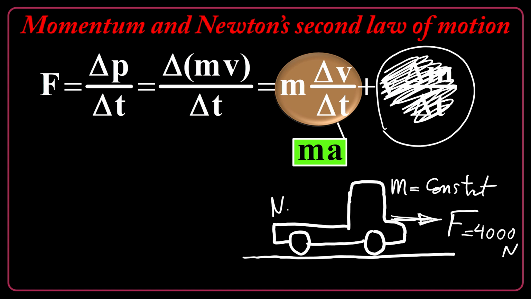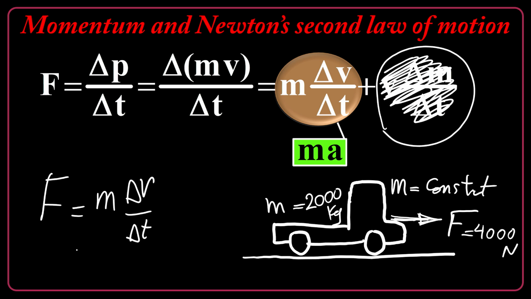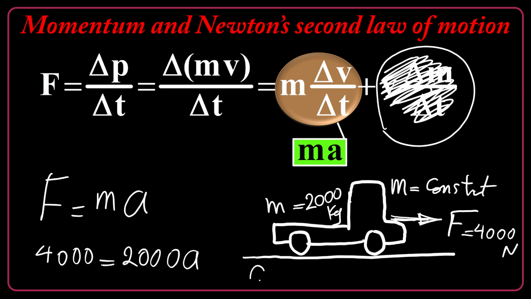And the mass of this truck, a small truck, let's take the mass of the truck to be 8,000. Oh, it's not that small. Let's say it's 2,000 kilograms. Okay, so here I can say F is equal to m delta v over delta t, or the same as m times acceleration. Force, 4,000 Newton, is equal to 2,000 mass times acceleration. So acceleration is 2 meters per second squared.